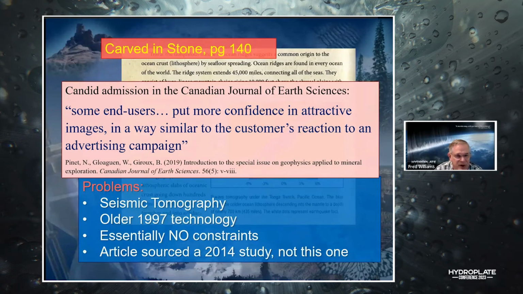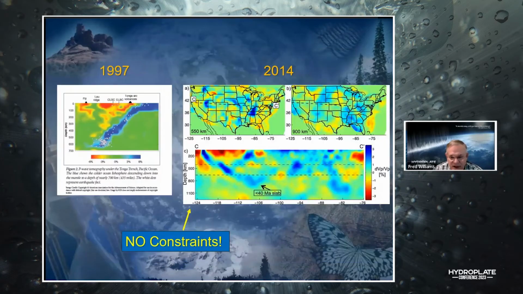I like this candid admission in the Canadian Journal of Earth Sciences: some end users put more confidence in attractive images, in a way similar to the customer's reaction to an advertising campaign. Now, let me make it clear, I'm not questioning Clary's integrity at all. I really want to make that clear, but I believe his footnote should be corrected and perhaps change modern seismic tomography to simply seismic tomography. And it'd be nice to talk about the problems with tomography and how they're oversold. There's no way that this is what it looks like. Me as an engineer, knowing about validation and things like that, the odds of this being accurate are remarkably low.